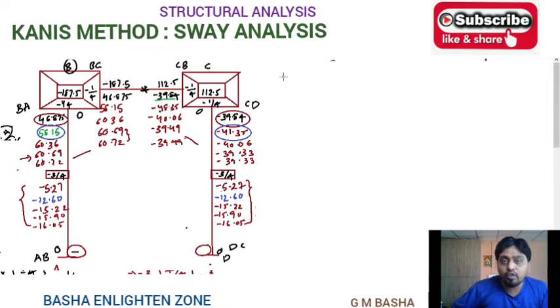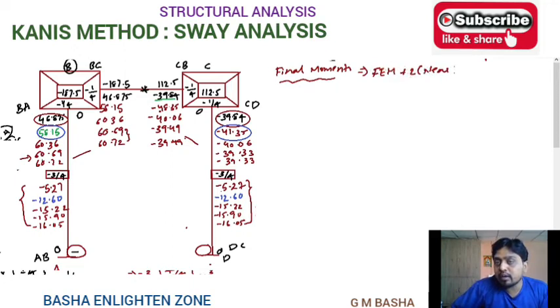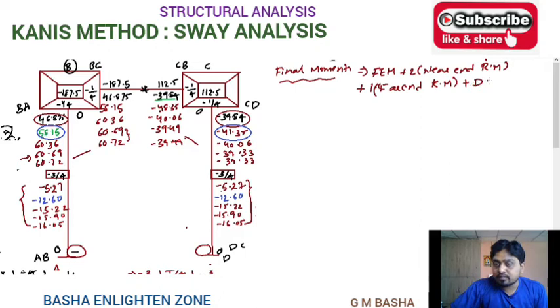So what I told you for the final moments, I gave the formula: fixed moments plus 2 into near end rotation moments plus 1 into far end rotation moments plus displacement factors. See here I am talking about MAB.